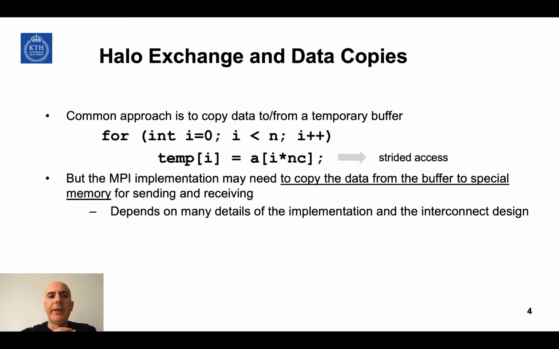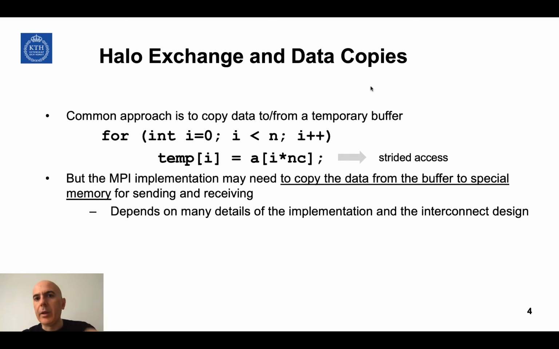So how do we do the halo exchange? Well, the most common approach that pretty much all application developers use is to do something like this. We make a temporary buffer, right? And then we copy our data, in this case a strided access on our array, and save it in this temporary array, and then we use MPI send and receive using these temporary arrays.